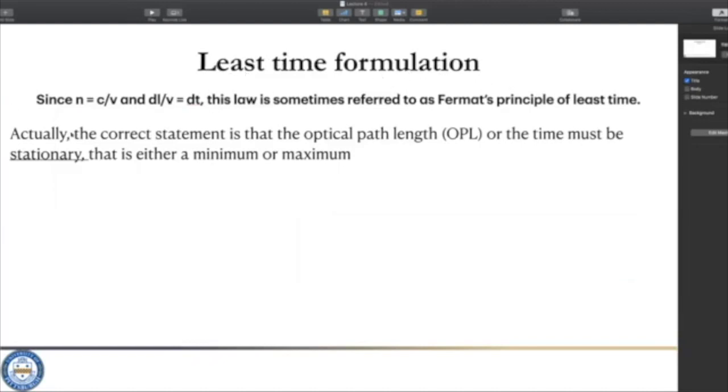And there's one more subtlety, which most of the time does not matter, but I just wanted to state it correctly here. The real statement of Fermat's principle is that the optical path length or the time must be stationary. That is, it's either a minimum or a maximum. Okay, so that's the real principle. It's not necessarily least. It could be a maximum sometimes, but most of the time, and which one it is will depend on the situation. You'll have to evaluate it to see what it is. And that can happen in some situations.